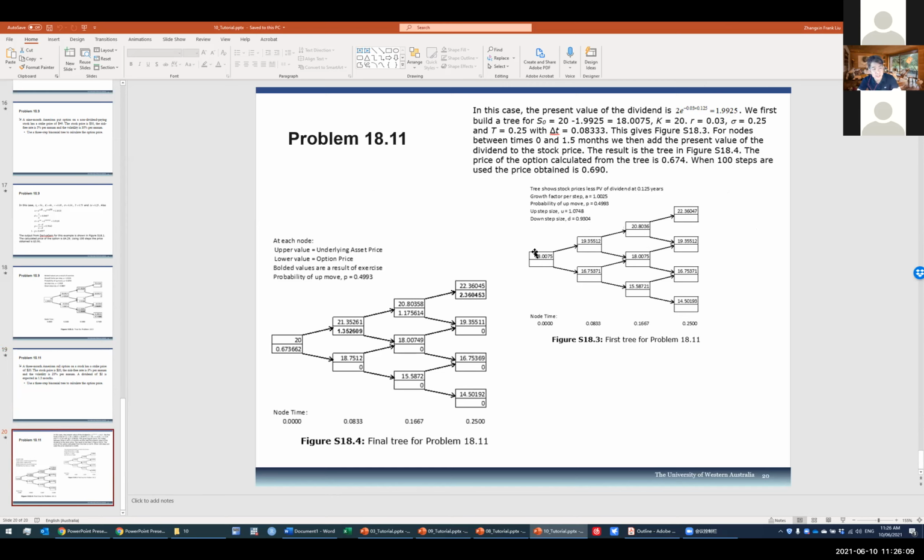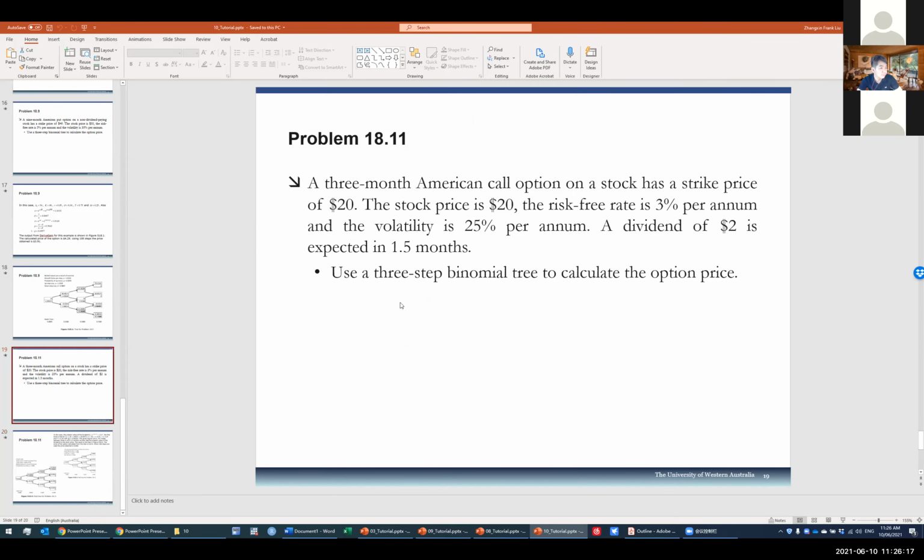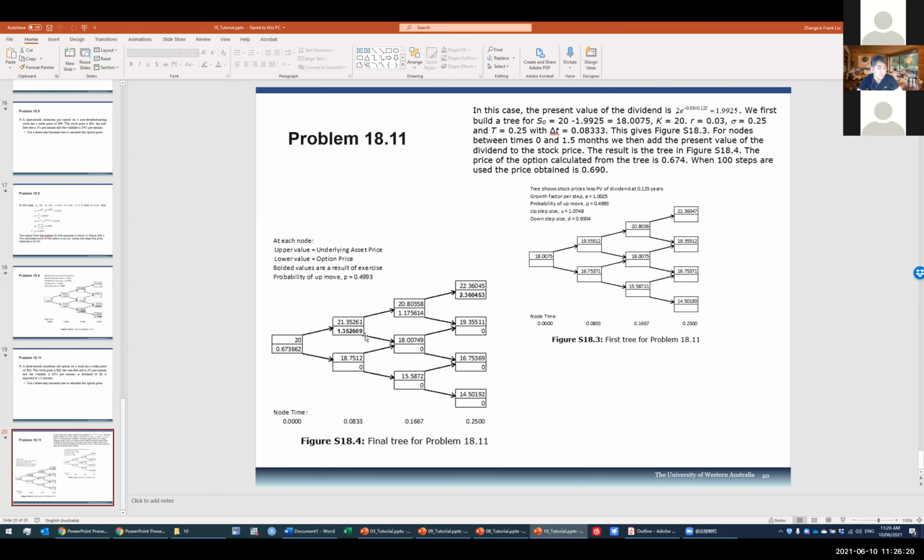Then you just use the calculated u and d. In this case, it tells you the volatility is 25%, so using the formula you can work out u and d. Using 18.0075 as a starting point, build your tree that way. And once you've done it, you add back the present value of dividends. But here's the key: your initial price is going to be back to 20.